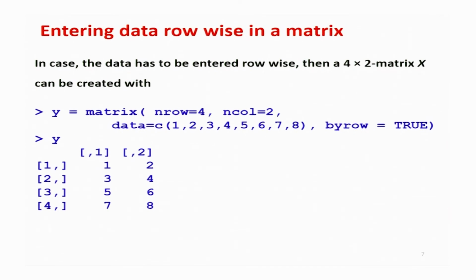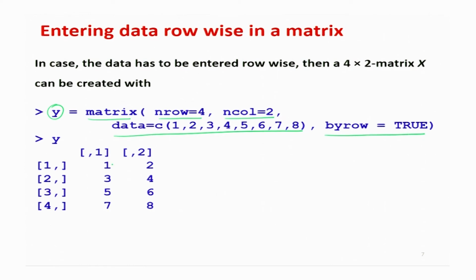So now the question comes: if you want to arrange your data row wise, what do you have to do? That is now very obvious, simply use by row is equal to true. In case you use the same command, but now I am using a different variable name, say y. So the matrix command with n row equal to 4, n col equal to 2 and the same data, but by row is now equal to true. Now you can see the outcome of y.